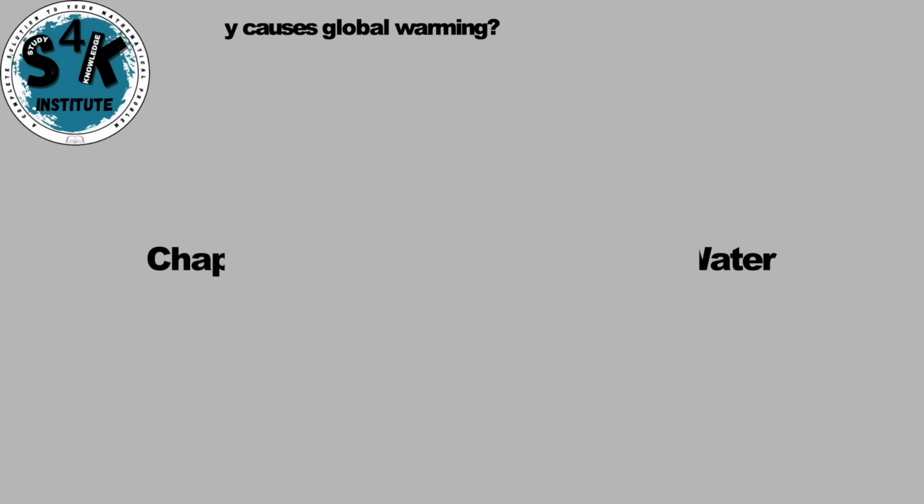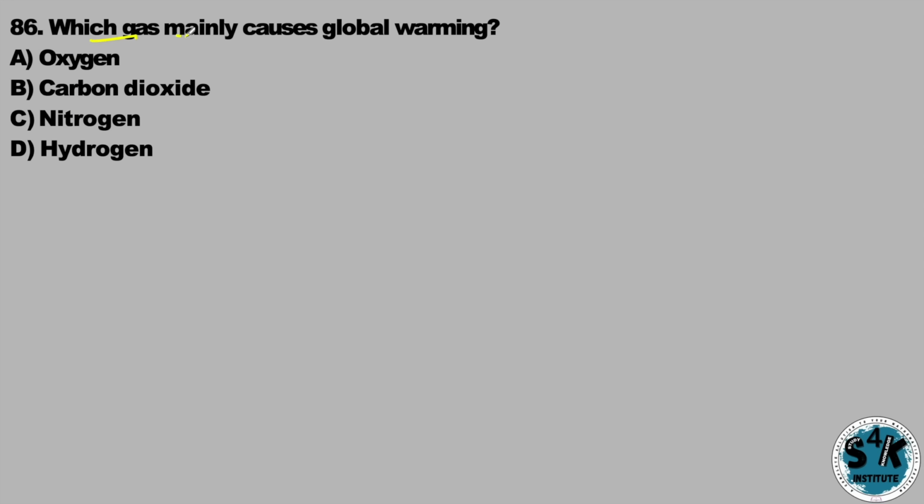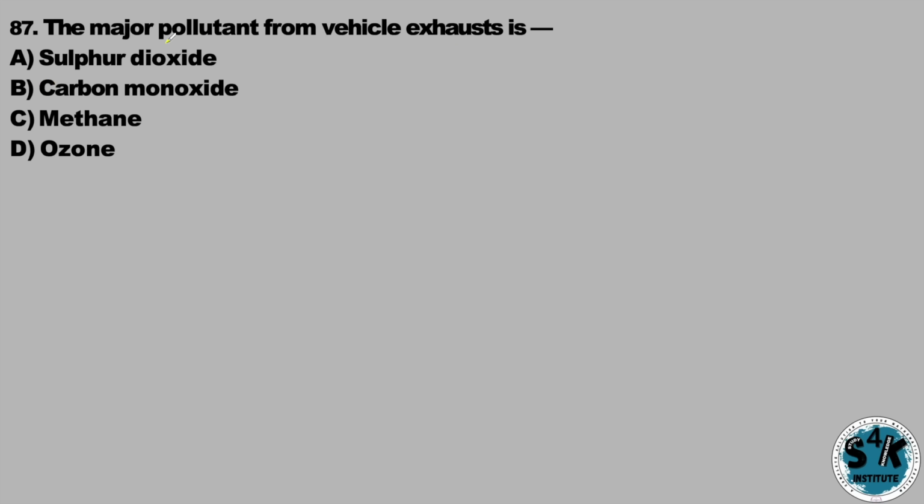Pollution of air and water. Which gas mainly causes global warming? It is carbon dioxide, because it traps the heat. The major pollutant from vehicle exhaust is carbon monoxide. Why is it a major pollutant? Because if there is no proper supply of oxygen, it produces carbon monoxide, which is highly poisonous.